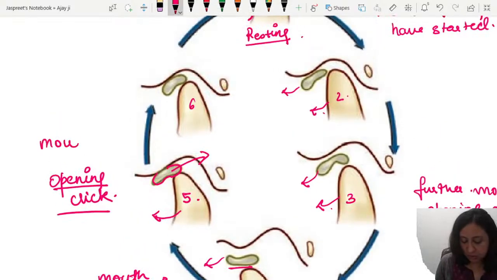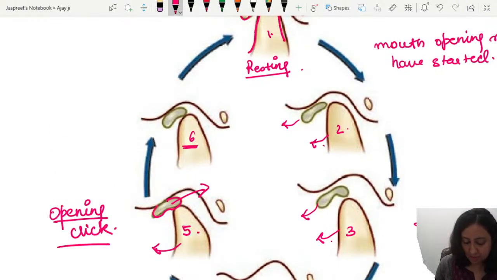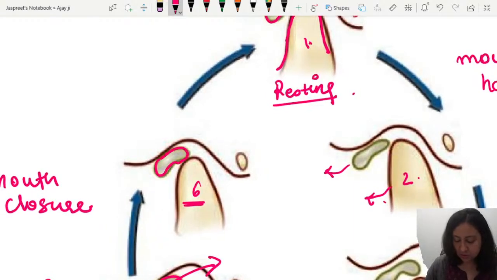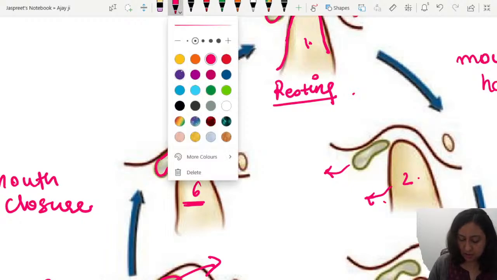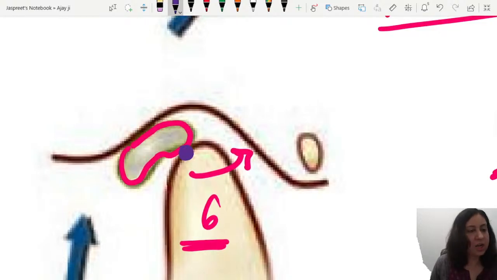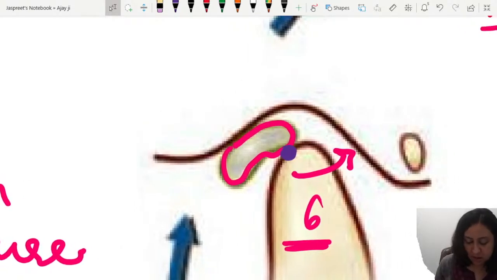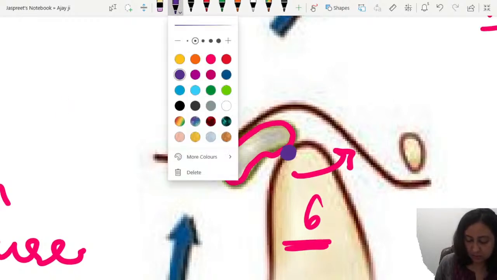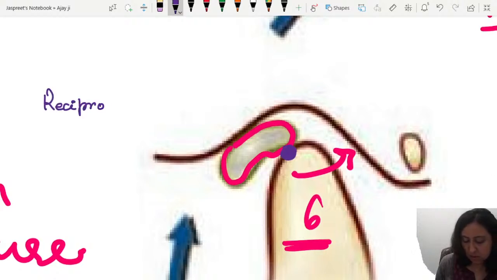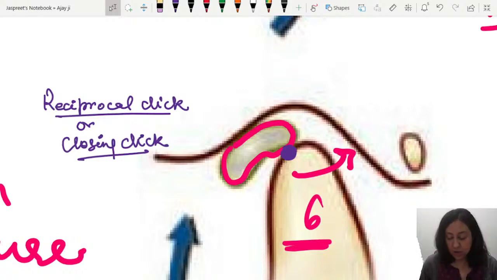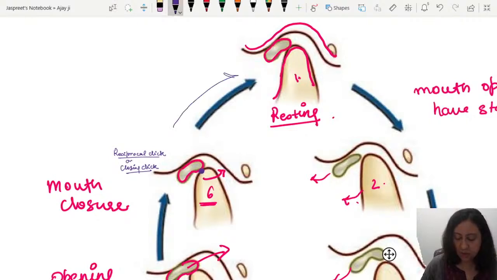Now here in figure 6 are the mouth closure movements. So what is happening during mouth closure? The disc has reduced into its position, but the condyle is moving forward. And I am going to show you with another pen. During closure, where I have shaded on the condyle, when it comes in contact with the posterior-most portion of the disc, this is known as reciprocal click, or closing click. When the condyle comes in contact with the posterior aspect of the disc during mouth closure, that is known as reciprocal click. Alright, and after that it will go into the resting phase.